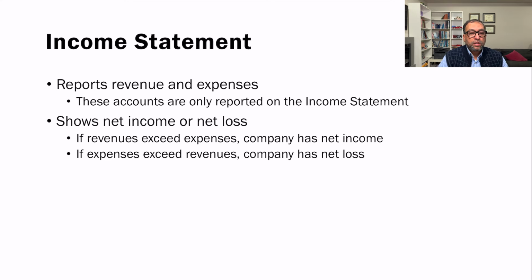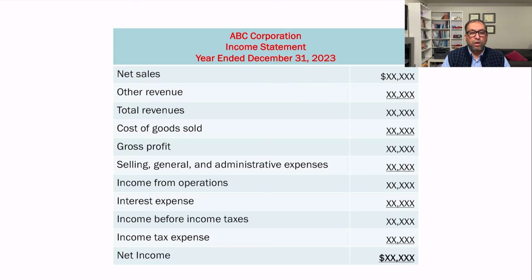Reports revenue and expenses. These accounts are only reported on the income statement. Revenues and expenses are only reported in the income statement. They are not reported in the balance sheet. So it shows net income or a net loss. If revenue exceeds expenses, the company has a net income. If expenses exceed revenue, then the company has a net loss. We represented it through X figures, but the main idea is how it looks.